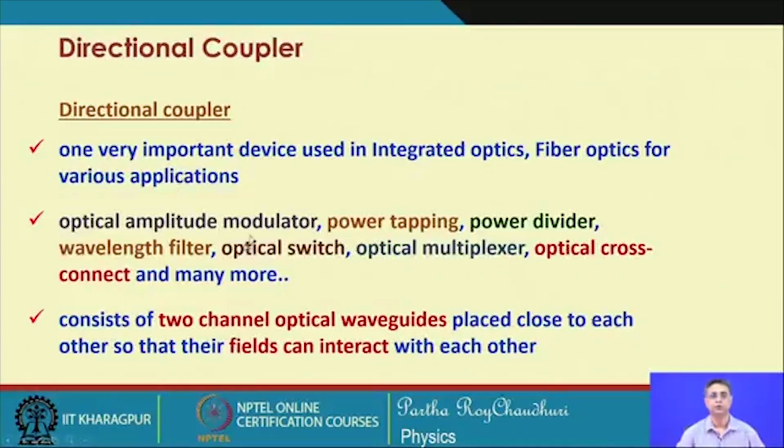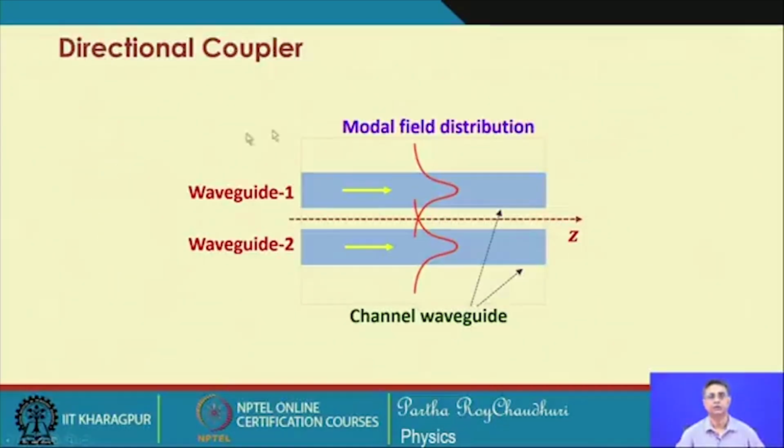If you look at the structure of the device, it basically consists of two channel optical waveguides placed close to each other, so that the fields of the modes of the individual waveguide can interact with that of the mode of the neighboring waveguide. So, let us look at this configuration.